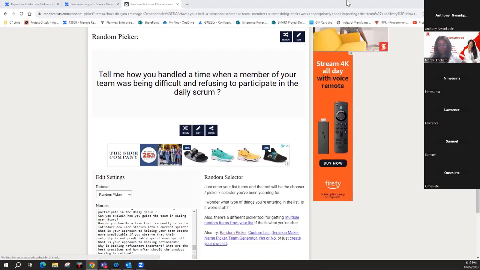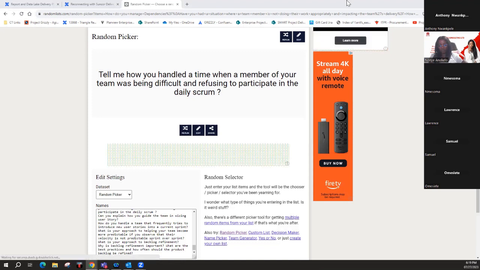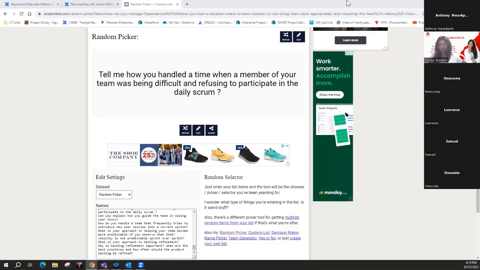For me, I've been in a situation like that where I had a team member who was being difficult and refusing to participate in daily scrum. First of all, it was brought up and addressed in the retrospective. He fortunately attended the retrospective, and when he was asked a question, he came up with excuses like being busy with other things, tied up with other work that's making him unavailable.